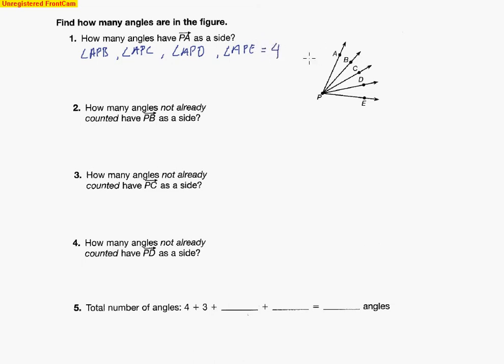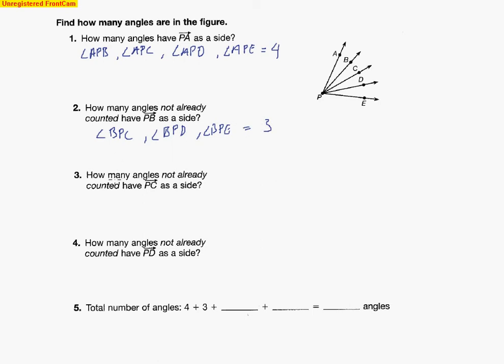Then it says, how many angles not already counted have PB? So this one right here. I can't count APB because I've already used that one. So I need to try angle BPC, angle BPD, and angle BPE. And so that makes 3 angles altogether.